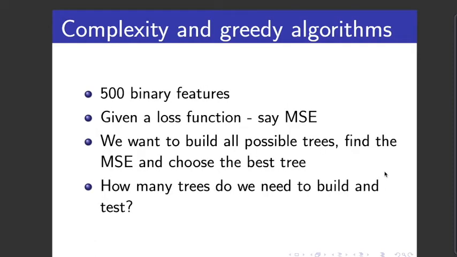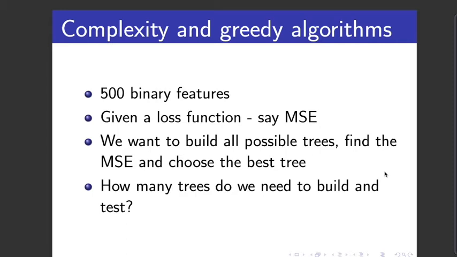Let's think about how we might find the best decision tree out of all decision trees. Imagine we have 500 binary features, and we're going to take a loss function. It could be any loss function: mean square error, Gini, not accuracy. We want to build all possible trees, find MSE of each tree that we have built, and choose the best tree. That is really the only way to make sure we have chosen the best tree, is to build all trees and find the best one.